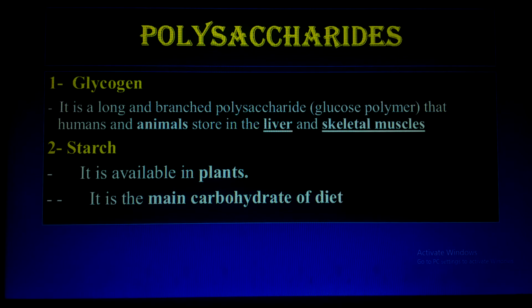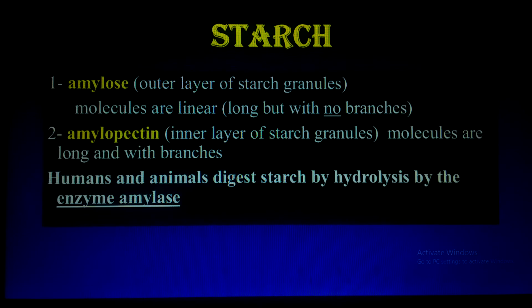So the concept is clear about glycogen and starch. These are polysaccharides, glucose polymers. Now, starch, which I have discussed, is present in plants. Starch is found in plants, and starch exists in two forms. You can say two layers of the starch. One is known as amylose, the other is known as amylopectin.